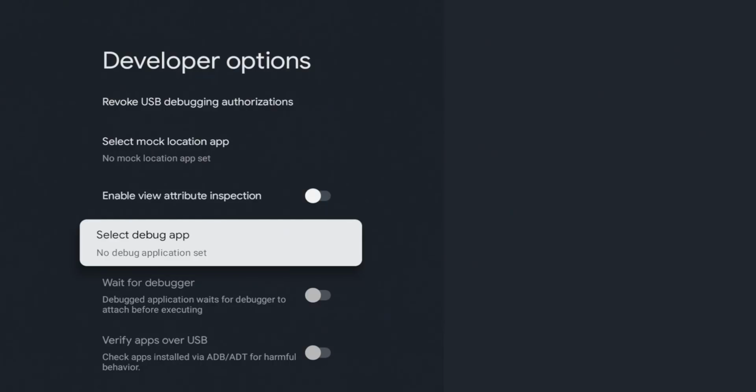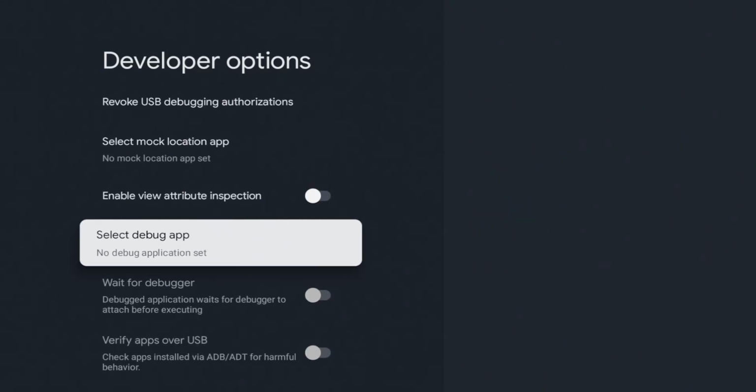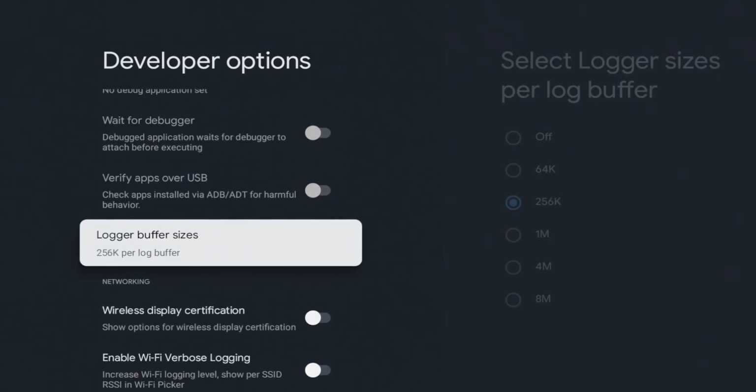Because nothing's selected, I can't do the Wait for Debugger or Verify Apps over USB. Basically, those are pretty self-explanatory. Debugging applications, wait for debugger, and the other one checks apps installed via ADB/ADT for harmful behavior. So those options I can't select.